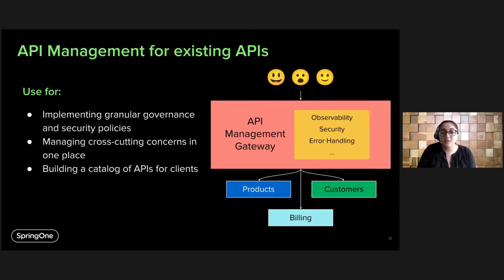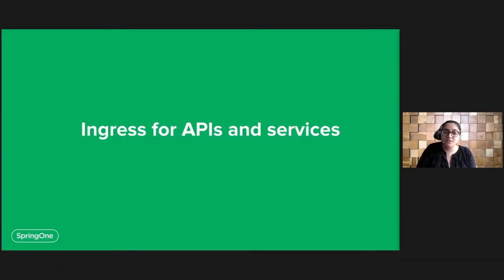Additionally, this pattern also takes all of your APIs and puts them in a neat package and builds a catalog of APIs that makes it available to users. So that was the first one. Let's go to the second pattern, which is ingresses for APIs and services.